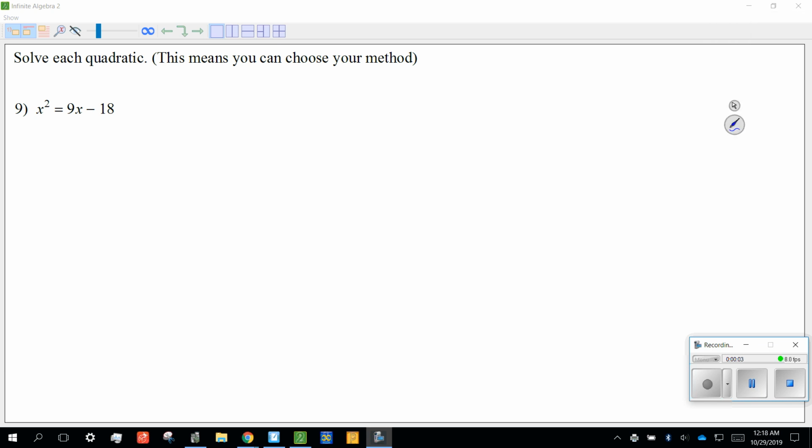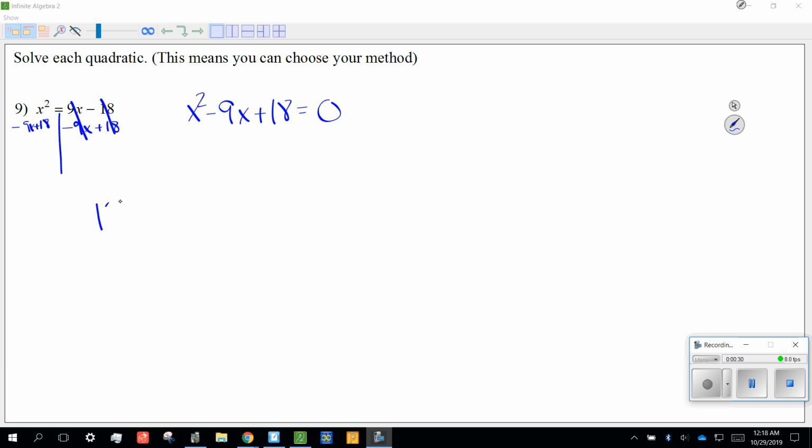Alright, let's jump in with number 9. We've got another quadratic here that we'd like to solve, but it's not written in standard form. So we need to move everything to one side, and what that looks like is subtracting 9x and adding 18 to both sides, so that those will cancel out, and we'll end up with x squared minus 9x plus 18 is equal to 0.